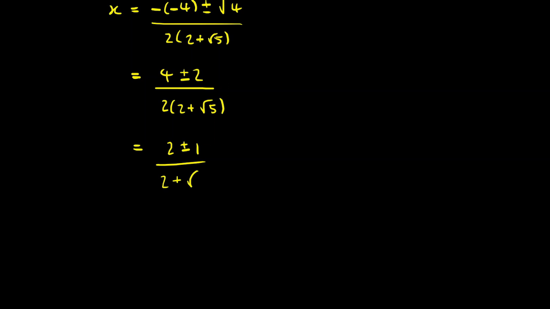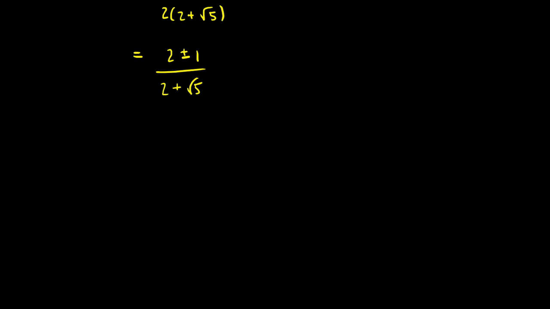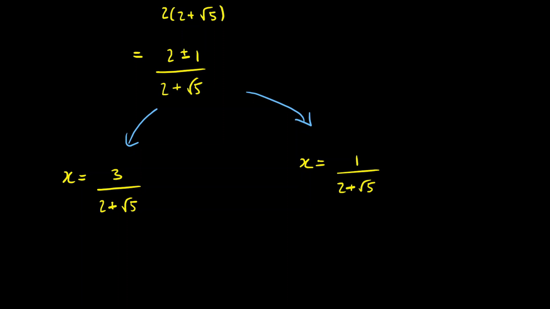I'm going to be left with 2 plus or minus 1 over 2 plus root 5. Now, at this point, I notice students try to rationalize with this thing here. I just think it ends up being such a colossal mess. So I would strongly suggest that, even though it takes a little bit more time, you split this up into two separate ones. So x is equal to 2 plus 1, which is 3 over 2 plus root 5, and we've also got x is equal to 2 minus 1, which is 1 over 2 plus root 5. Then we're going to rationalize both of these.